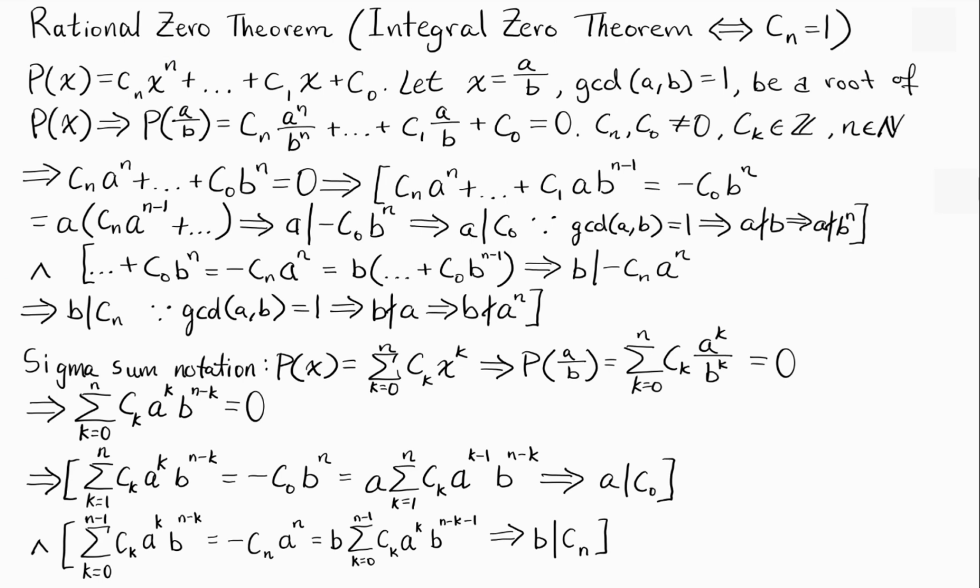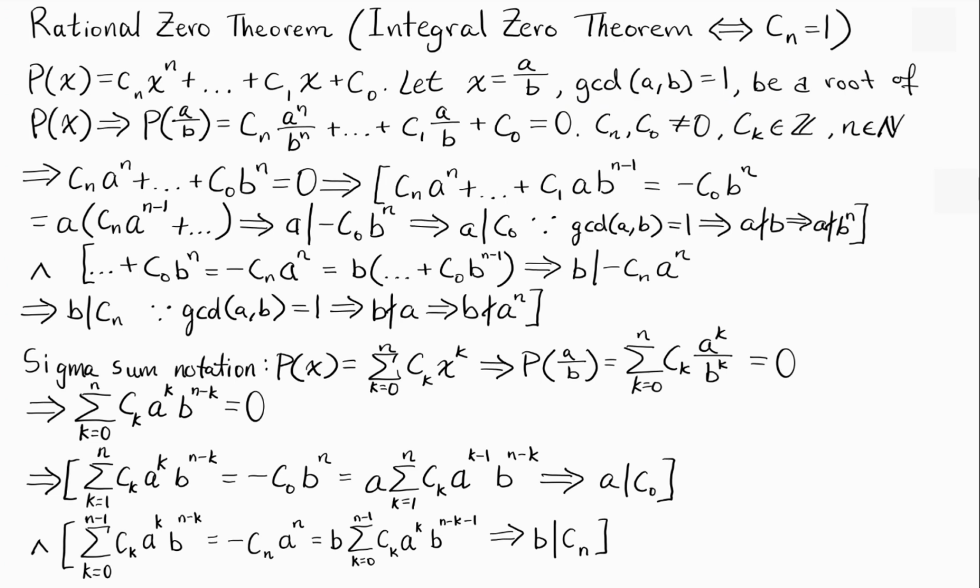So if we have a polynomial p of x equal to Cn x to the n plus dot dot dot plus C1 x plus C naught, and let x equal to a over b, which is a rational number, be a root of your polynomial, and also that a and b are coprime or relatively prime, which means that their greatest common divisor or greatest common factor is going to be 1.